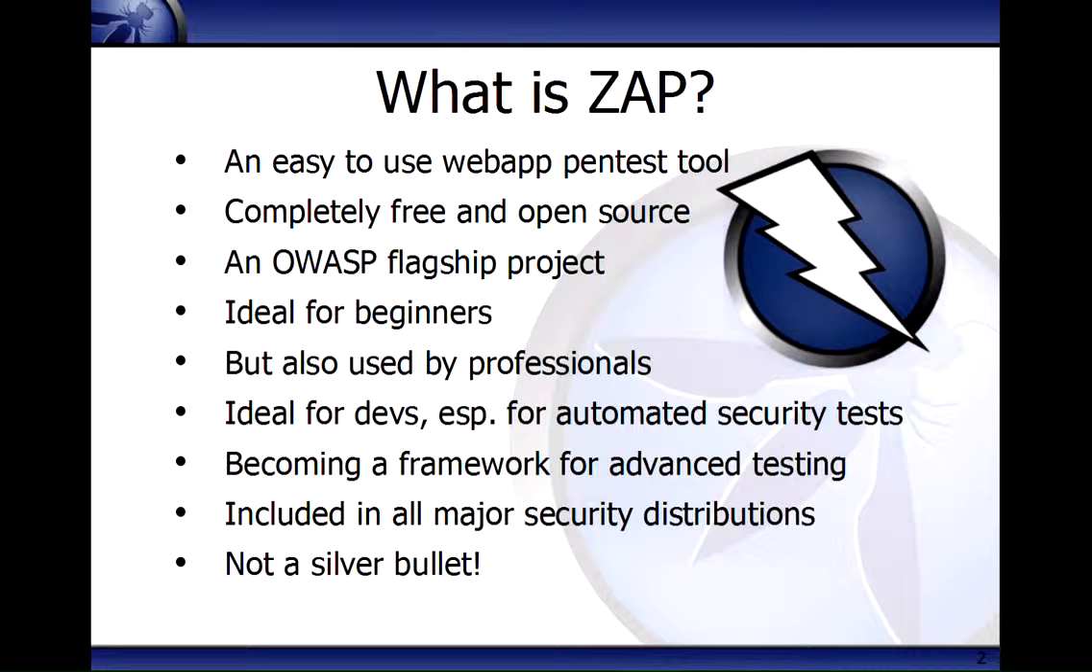Zap is an easy-to-use tool for finding vulnerabilities in web applications. It is completely free and open source, and it's an OWASP flagship project. There's only, I can't remember, 20-odd flagship projects. These are the projects that are the most mature and the ones that OWASP really recommend you get started with first. So they're a really good introduction to application security. It is ideal for people new to application security. That's the aim behind it. That's what I wanted when I started.